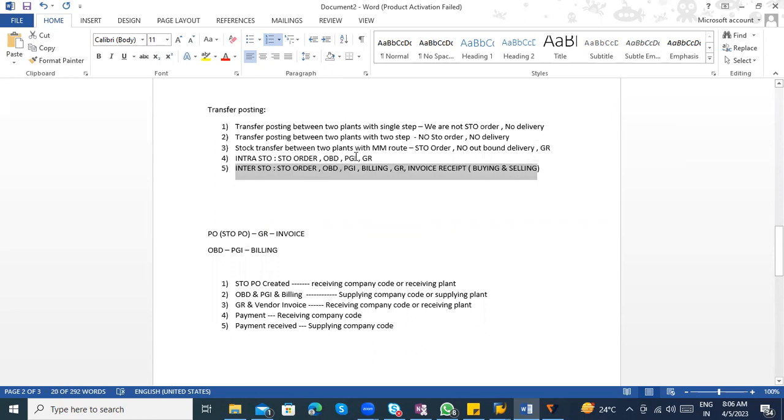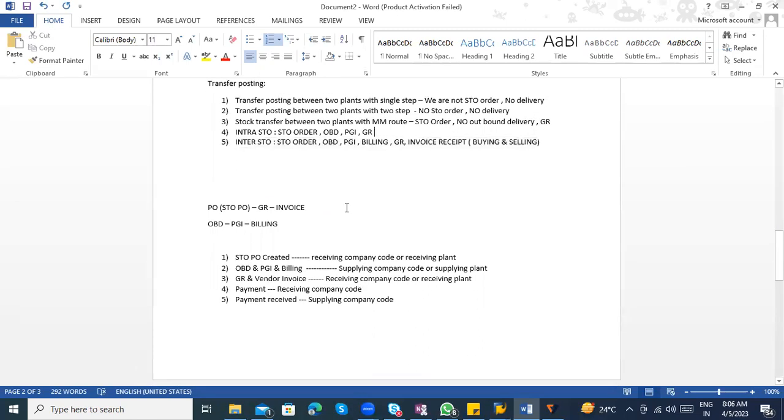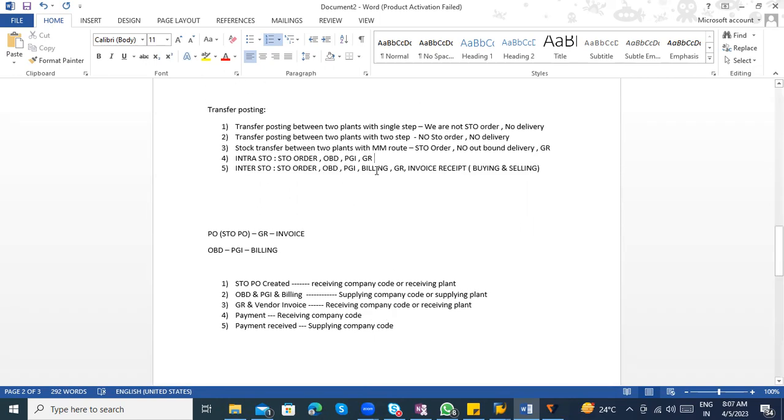And in intra STO, because it's just a transfer, we don't need to create any billing or any invoice here, because we are not settling any amount, as it is within the company code. It's just transferring only, so it's easier. In this case we need no invoice, no billing.